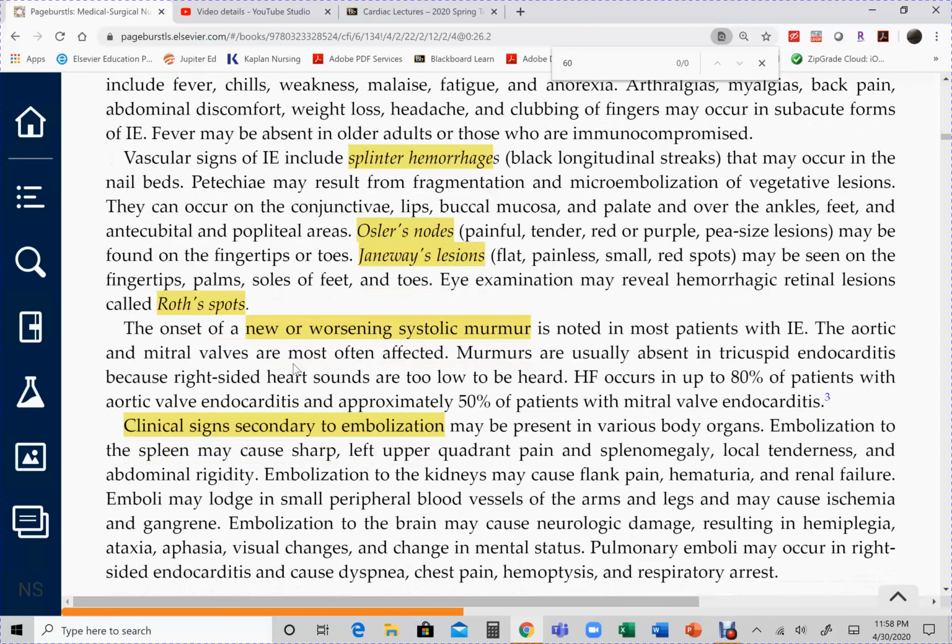Because there is valve damage as a result of the growth of the vegetative lesions, there will be a murmur heard. It will either stiffen or damage the valve, so they become leaky now. So if the patient has never had this problem, you'll hear a new murmur. A murmur is always caused by a leaky valve. So if they've had an existing murmur, that means the valve is already leaking in the first place. If it worsens, then there will be a change in the previous murmur. That change, of course, will be worse than the original.